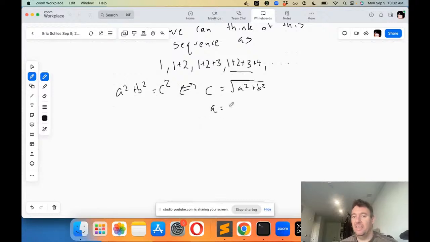plus b squared. We can set a to be the distance in the x direction on a coordinate system, x2 minus x1. And we can set b equal to, in the y direction, the same thing. And what we end up with is this familiar representation. And I'm going to use d here instead of c to denote this as a distance function.